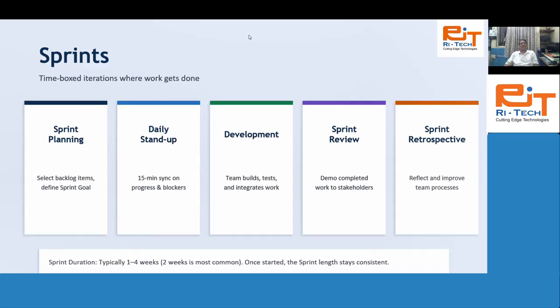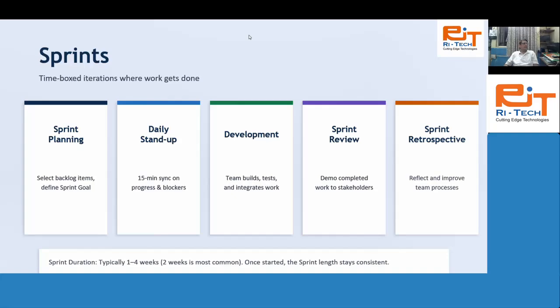So a sprint. A sprint is a time-boxed iteration where work gets done. A sprint is just like any dashboard where we can track the work, but a sprint has one distinct feature: it is a time-boxed iteration. The time-based iteration. So you will have some time period, and in that time period, you need to perform these things.